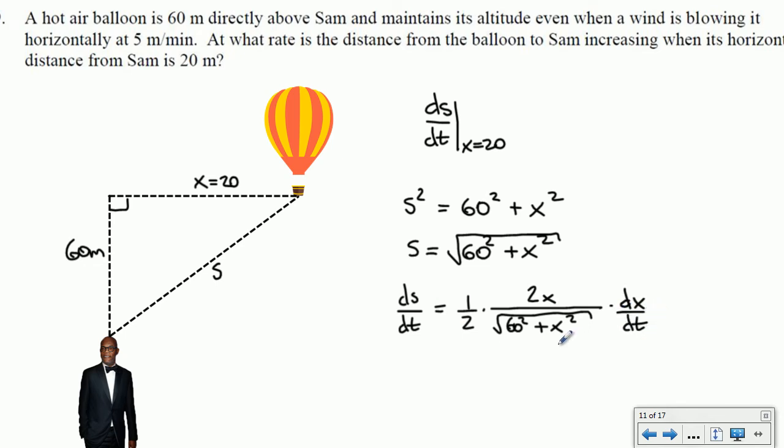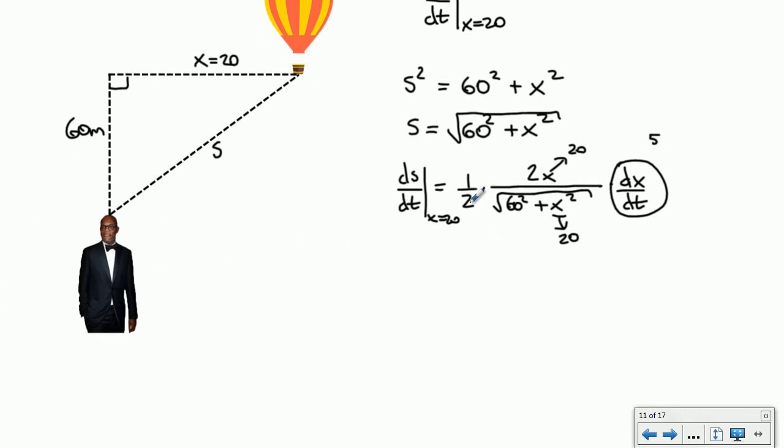So there's a few things we know with this. We're interested in ds/dt when x is 20. So what we can do with this is sub 20 in here, and sub 20 in here. And we know dx/dt is 5 meters per minute. So let's make those substitutions, and it looks like we'll be able to figure out what ds/dt is. So what we can do is eliminate those. 20 up top, 60 squared is 3600.